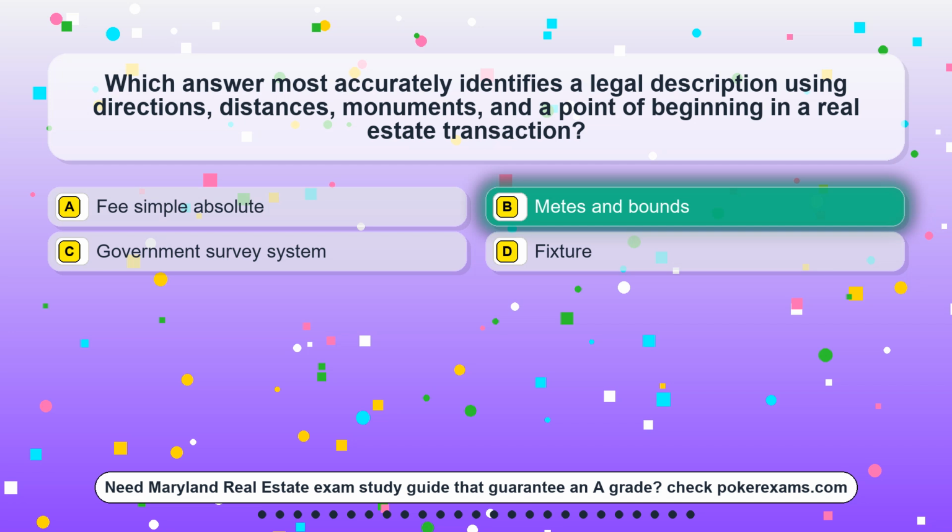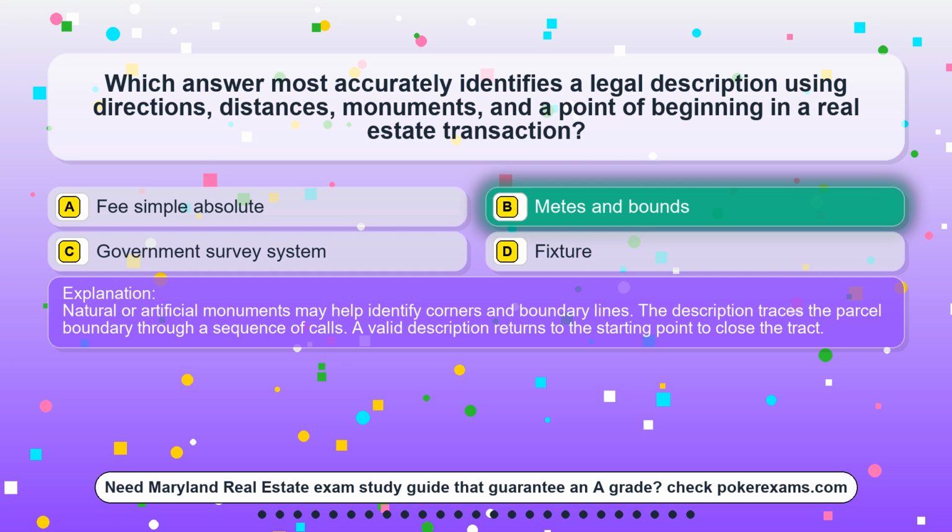The correct answer is option B, metes and bounds. Natural or artificial monuments may help identify corners and boundary lines. The description traces the parcel boundary through a sequence of calls. A valid description returns to the starting point to close the tract.